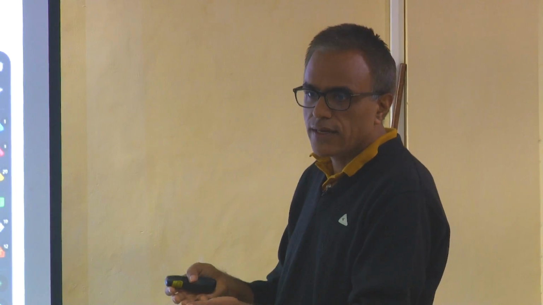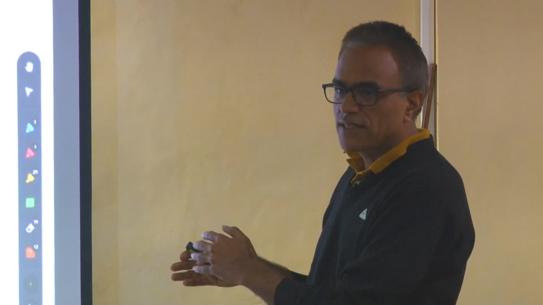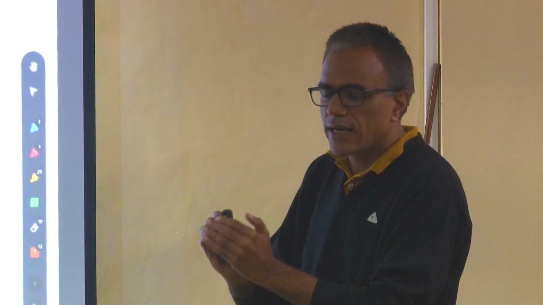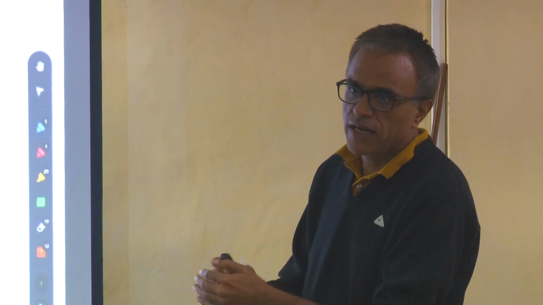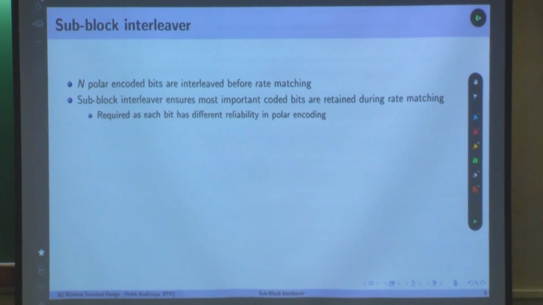Because there is a polar encoder, all the bits do not have the same reliability, correct? And anyway, there is a rate matcher, and we understand what rate matching does. It matches the lower rate code, a rate 1 by 8 mother code rate, to the rate actually asked by the user. So it is going to drop certain bits also, depending on the rate asked by the user.